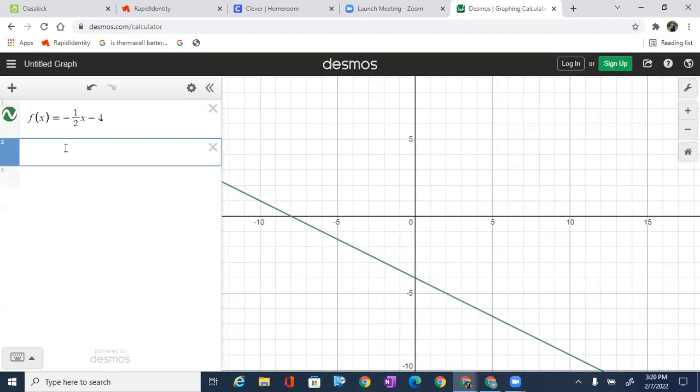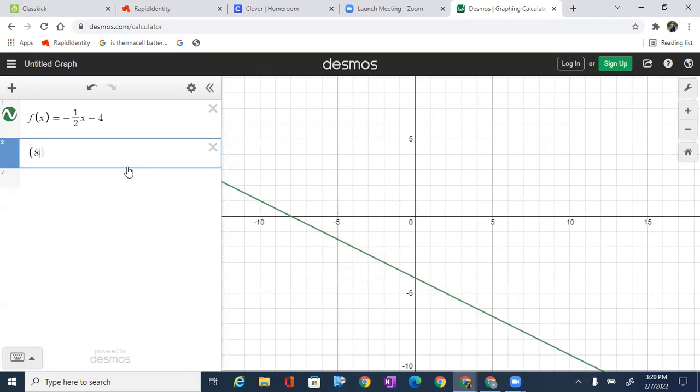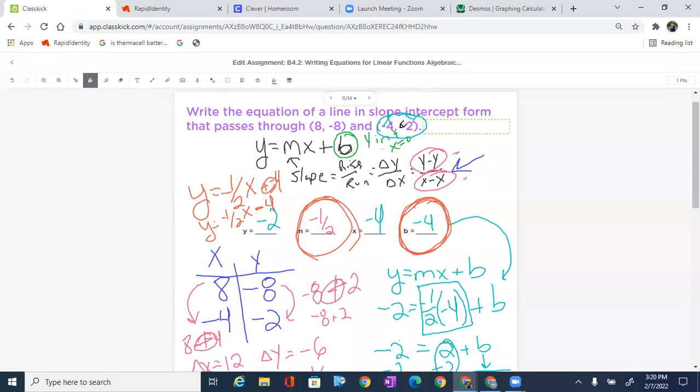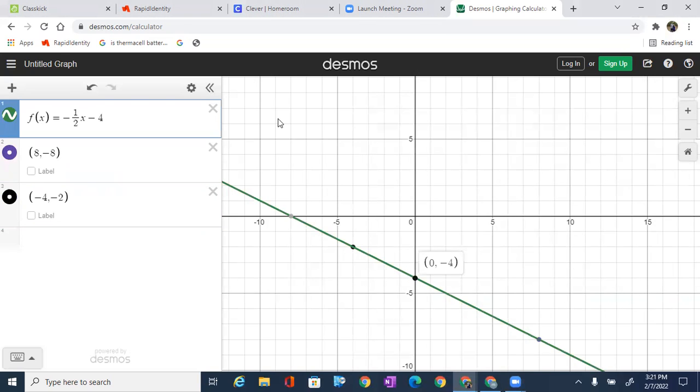And what we need to do is check our work. How are we going to do that? We're going to plug in the points that we originated with, 8 and -8, -4 and -2. So I'm going to make a point on Desmos, 8 and -8. Notice that one shows up. And then our last point, -4, -2. And it goes through both of those points. So that verifies that we've done this correctly. We can also check out our y-intercept. Our y-intercept is -4, just like we calculated.